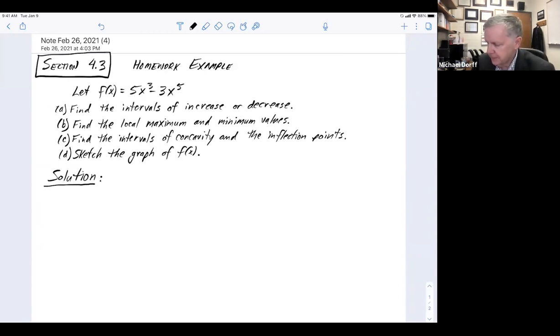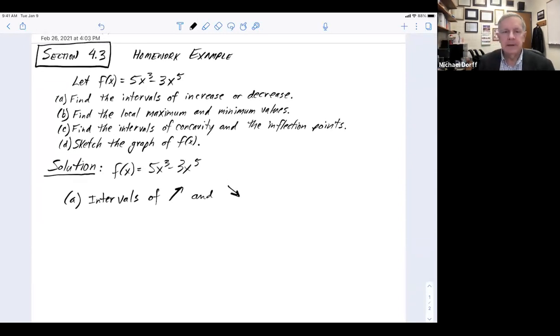So I'm given this function f of x equals 5x cubed minus 3x to the fifth. And the first thing I'm supposed to determine is intervals of increasing and decreasing. So I'm going to write that as intervals of increasing and decreasing, like this. To do that, I just need to find the derivative of the function. And then I'm going to set the derivative equal to 0, and that's going to give me transition points between when it increases and decreases, or at least all the possible points where it could transition from increasing or decreasing.